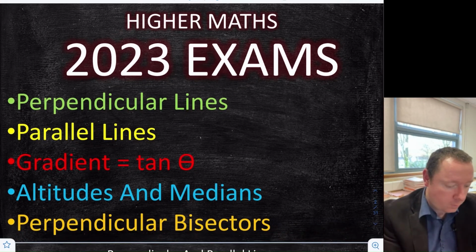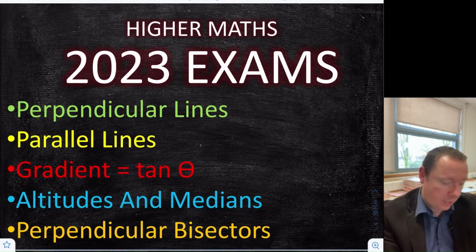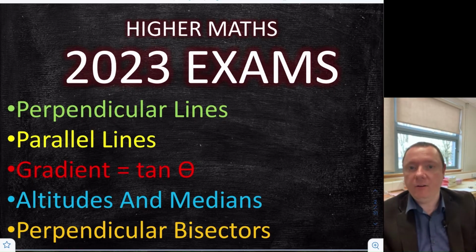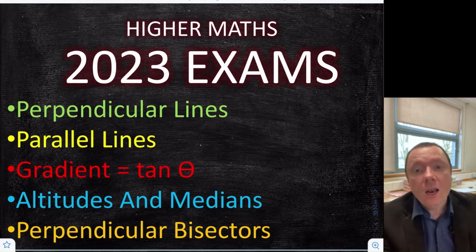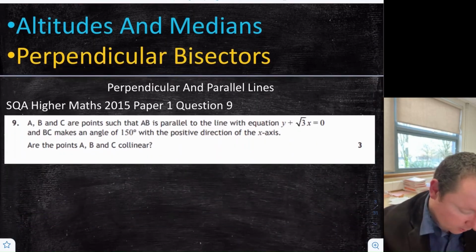All the past paper questions. This will cover, of course, perpendicular lines, parallel lines, gradient equals tan theta, altitudes, medians, perpendicular bisectors, anything else you can think of. Let's go straight ahead into this.